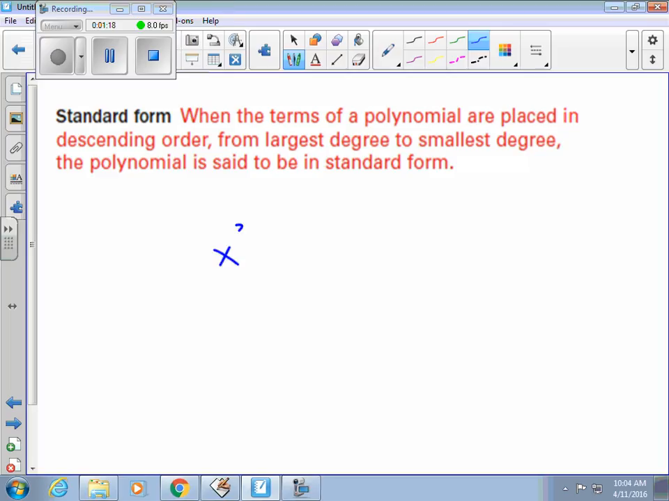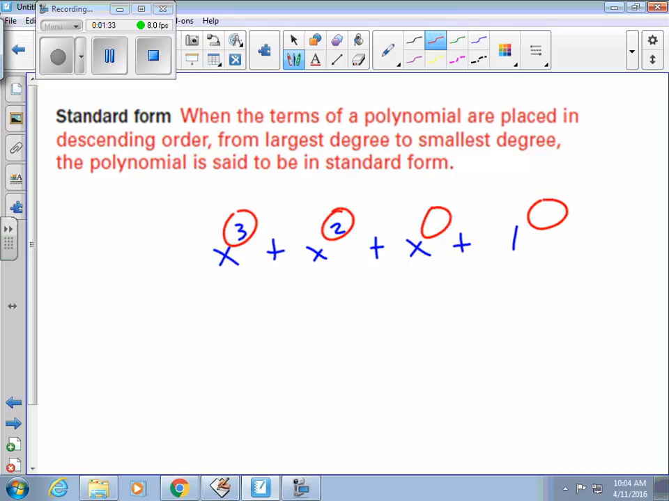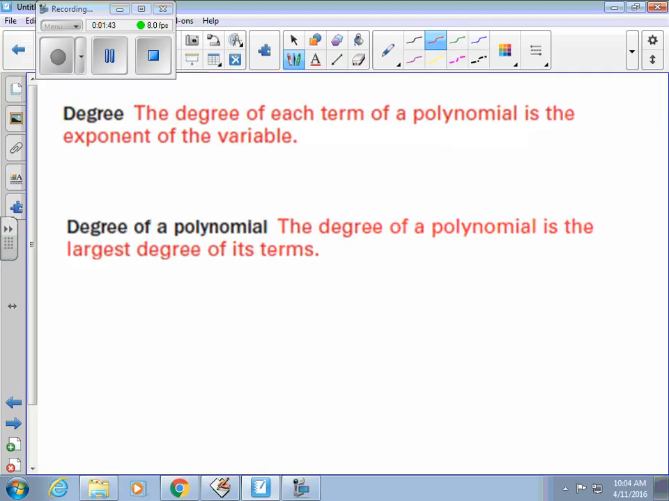So x to the third plus x squared plus x to the first power plus a constant number like 1. That's considered standard form because 3, then 2, then 1, then 0. No variable term there. If they were out of order, then it would not be considered standard form. That's what standard form of a polynomial means.